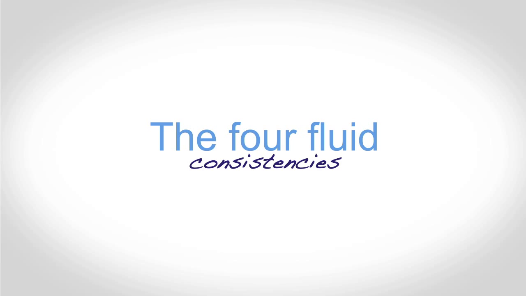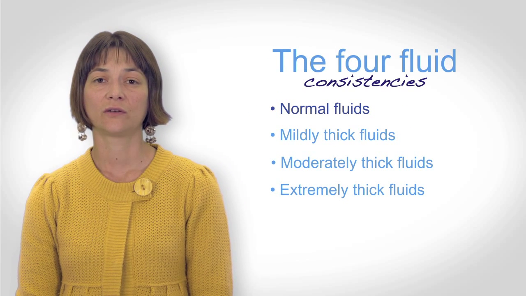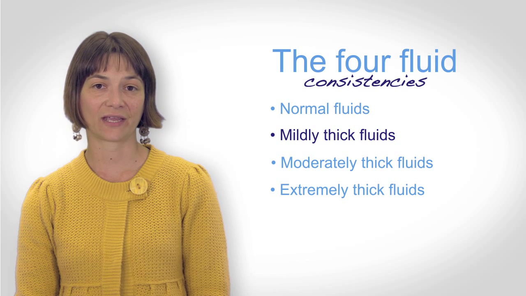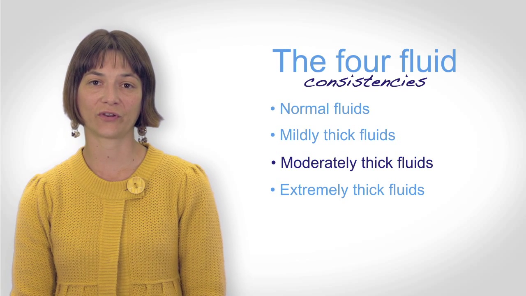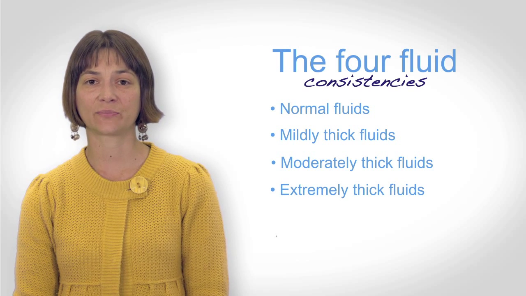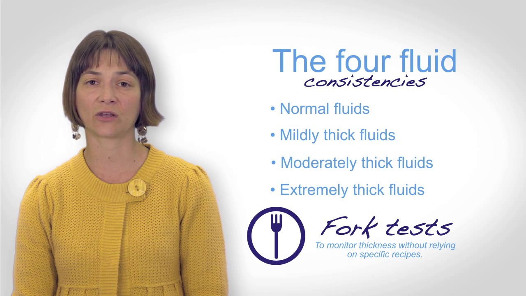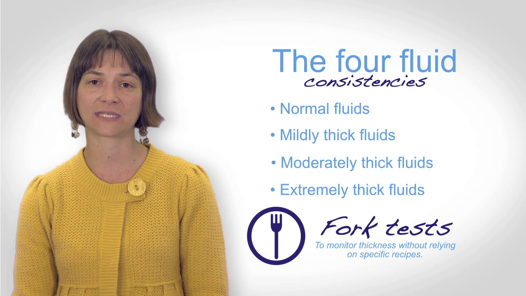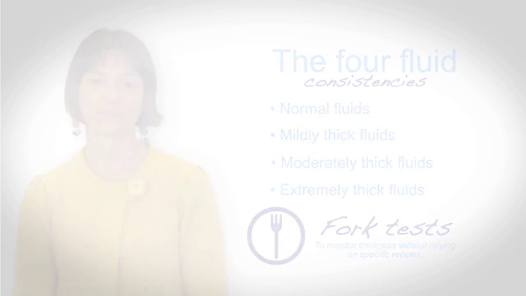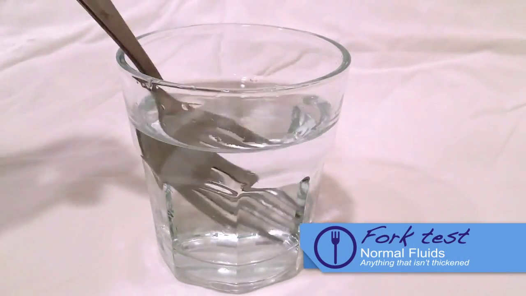The 4 fluid consistencies include normal fluids, mildly thick fluids, moderately thick fluids, and extremely thick fluids. Each of these has a specific fork test to monitor thickness, so you do not need to rely solely on the recipes attached to the specific brand of thickener. Normal fluids include anything that isn't thickened.